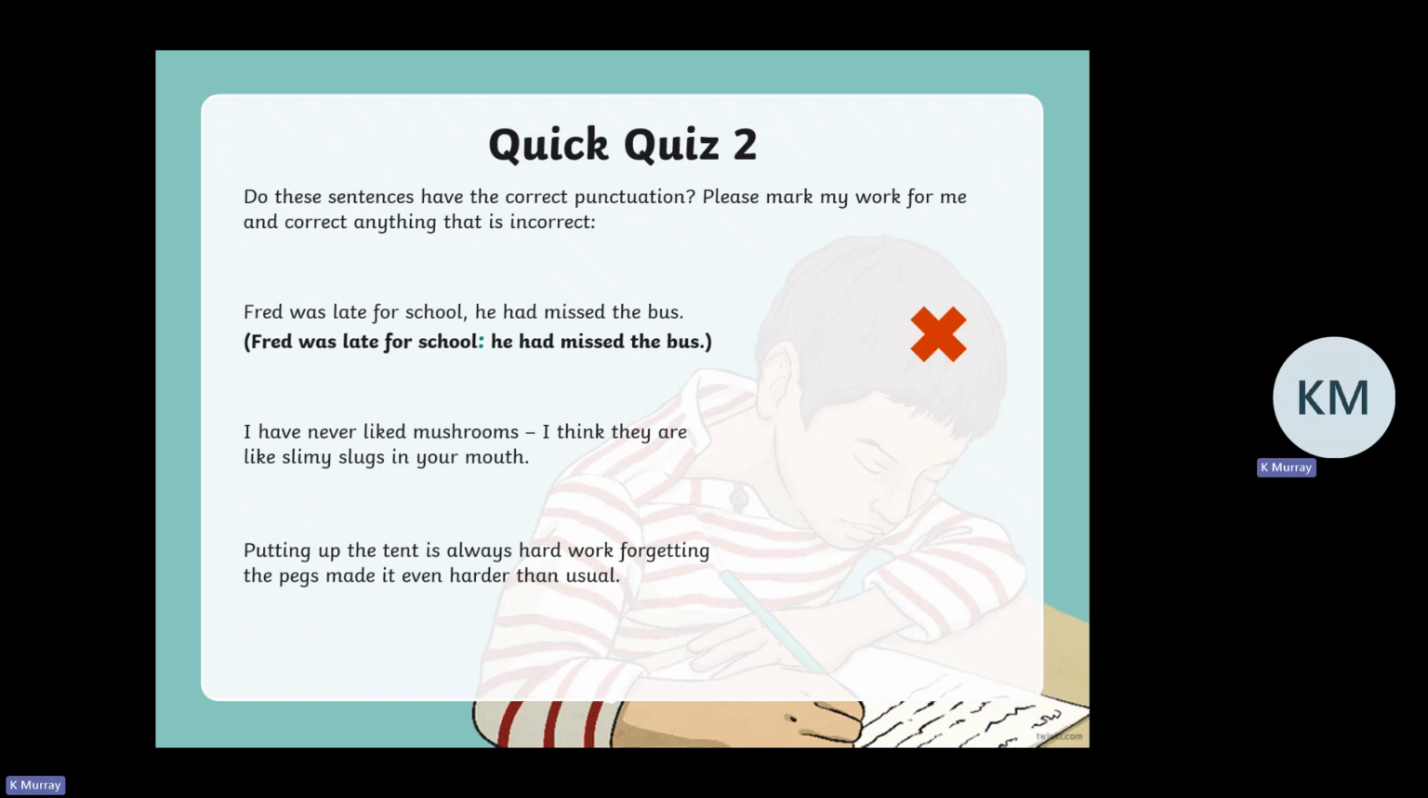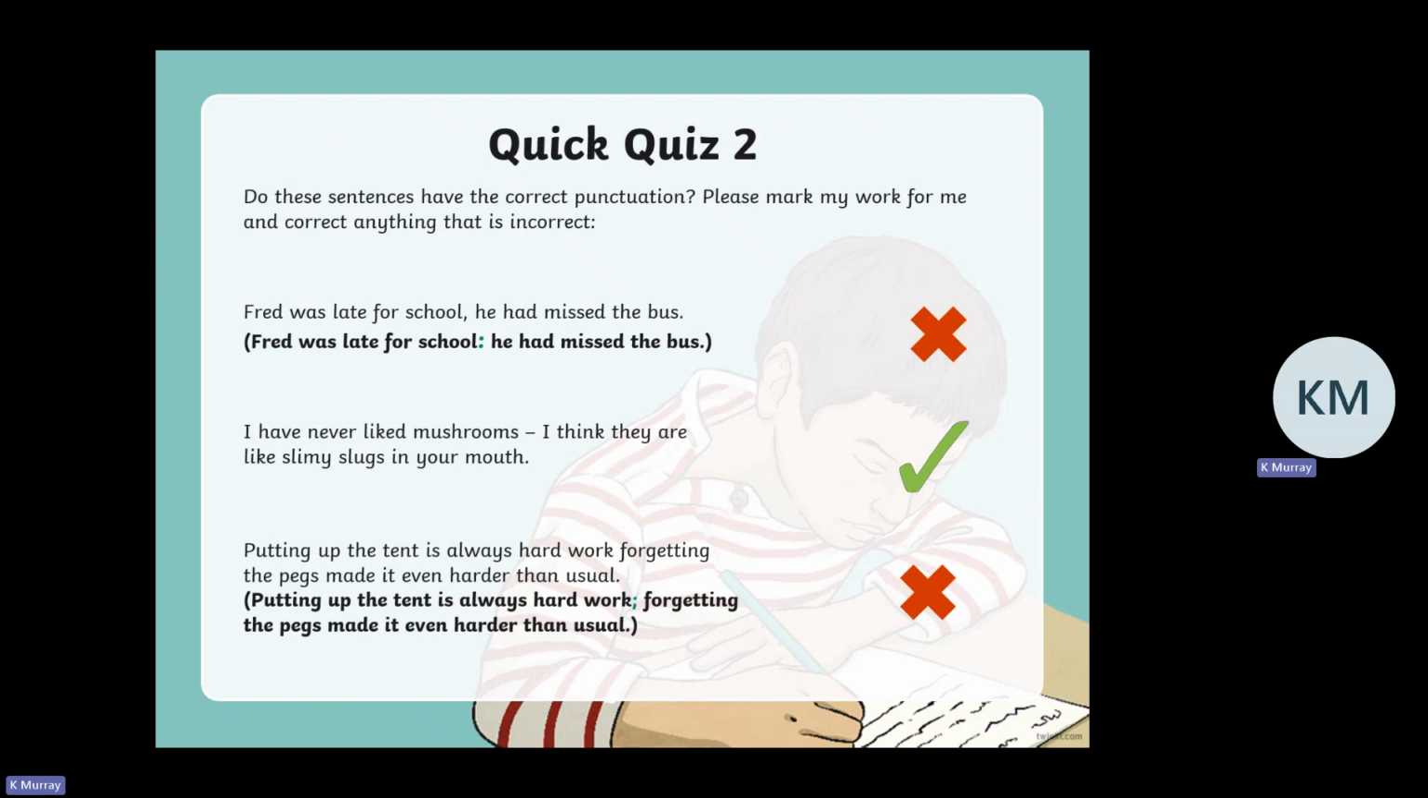I've never liked mushrooms. I think they're like slimy slugs in your mouth. Correct. Look, the dash works perfectly. Two independent sentences that make sense. Putting up the tent is always hard work. Forgetting the pegs makes it even harder than usual. Right. Could we have used a comma? No, that's a splice. We need a semicolon in the middle there because they both make sense.